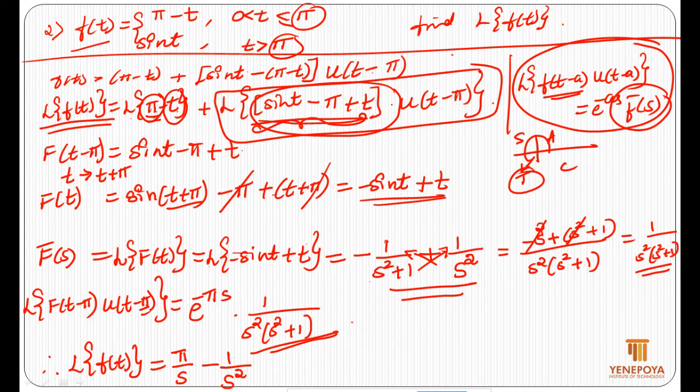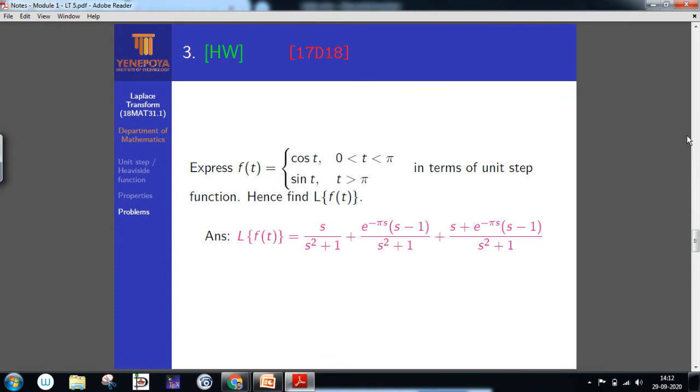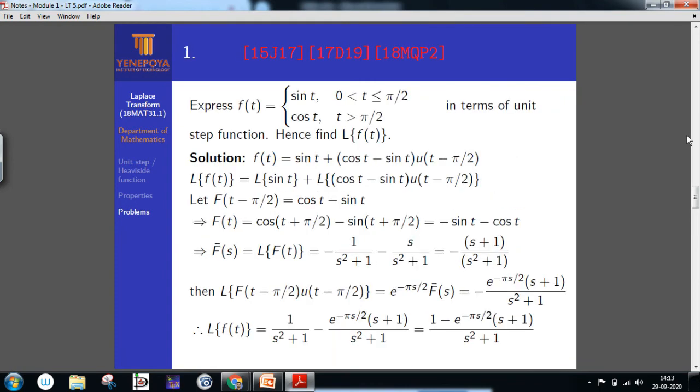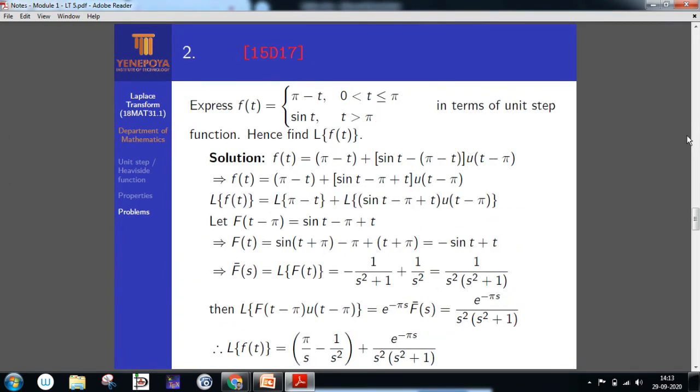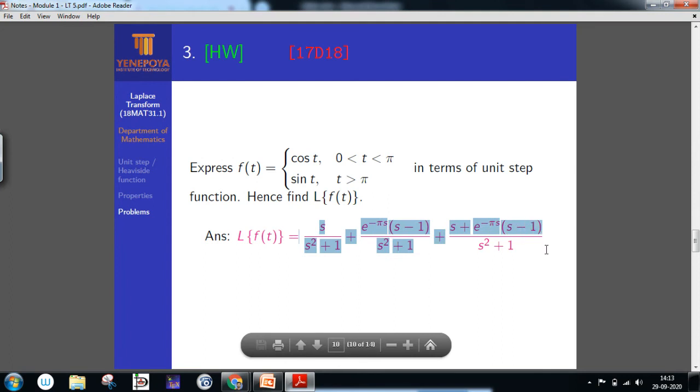Then the answer for the second term we have here is e power minus pi s divided by s square into s square plus 1. This is the final answer for the given problem. Next, the third problem, similar to the previous one. In the first problem, sin t cos t is replaced by cos t sin t. You can solve this problem, and this is the final answer for question number three.